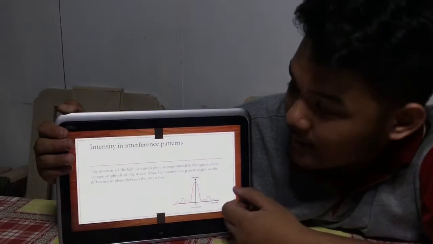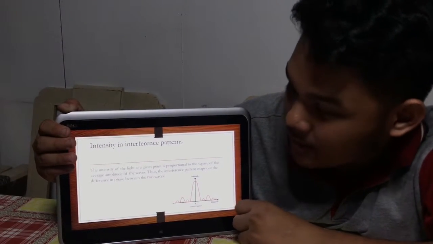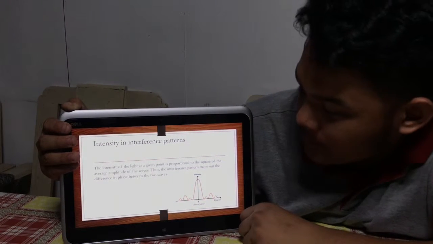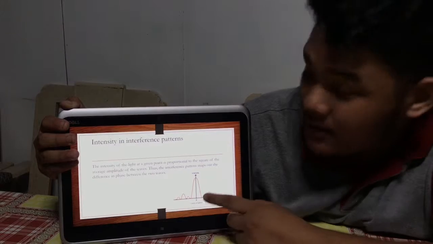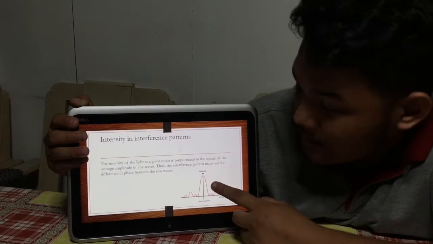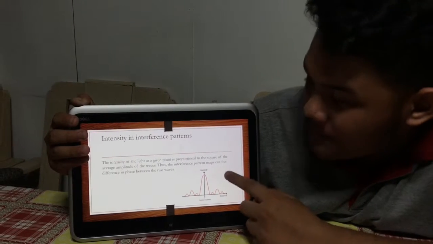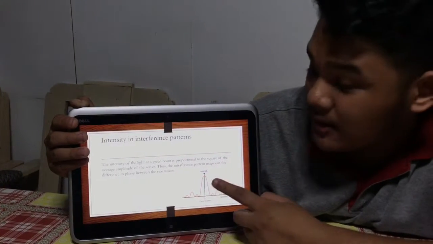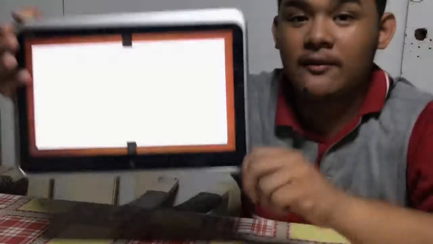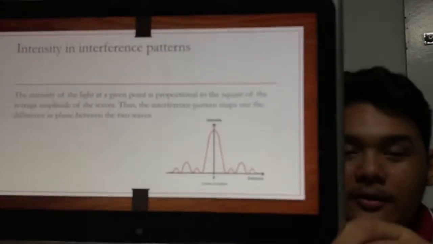And lastly, intensity in interference pattern. The intensity of the light at a given point is proportional to the square of the average amplitude of the waves. Thus, the interference pattern maps out the difference in phase between the two waves. An example of it is in this figure or image.